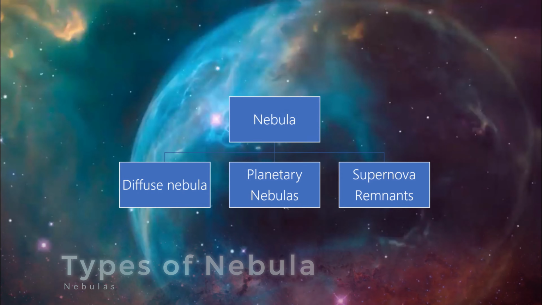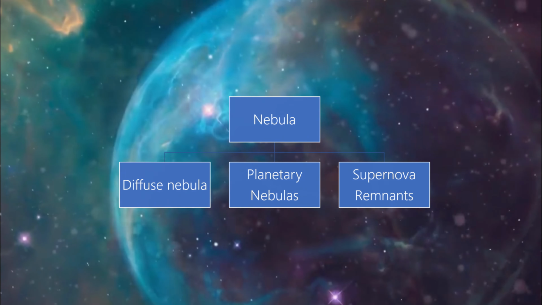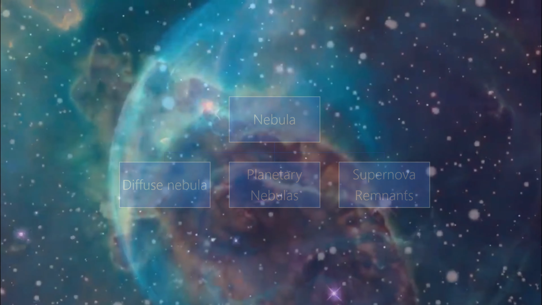There are several different types of nebulas, primarily depending on how they form and their composition. The first of these is diffuse nebulae. They are extended and have no well-defined boundaries. They are again subdivided into three types, of which emission and reflection nebulas are called visible light nebulas.